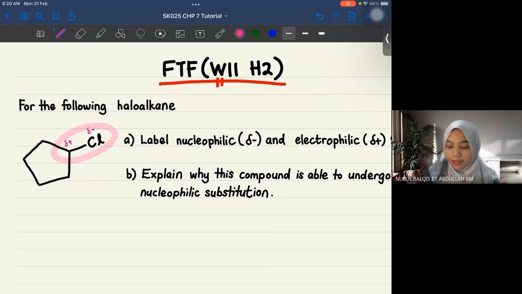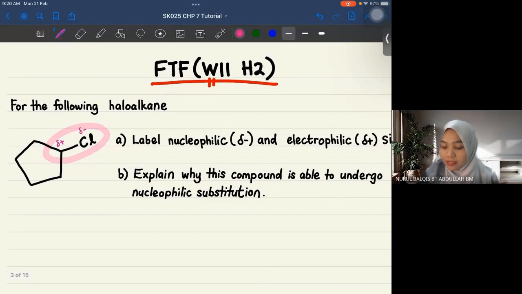Okay, so the question number 2, the B, it asks you to explain why this compound is able to undergo nucleophilic substitution. Kenapa awak kata dia boleh buat nucleophilic substitution sedangkan kalau dalam alkene biasa dia ada free radical substitution sahaja? Apa yang kita nak cerita? Ada kaitan tak dengan polar bond ni? Ada.